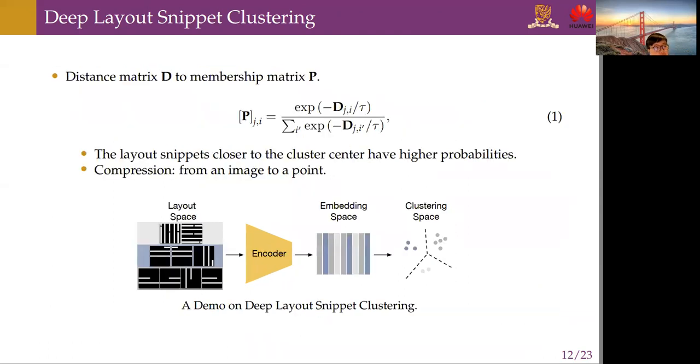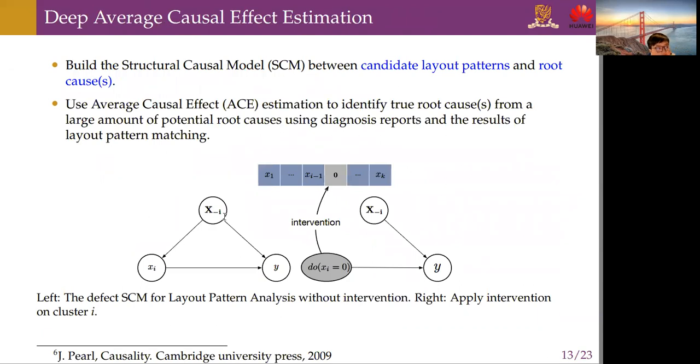Then we transfer the distance matrix to the membership matrix to present the relation between the snippets and clusters. With the encoder network presented on the previous page and the feature engineering here, we map the layout snippet from the layout space to clustering space, which compresses the features. We use the structural causal model to model the causal relationship between the candidate layout patterns and root causes. We model the structural causal model between the candidate layout patterns and systematic defects with a multi-layer perceptron.